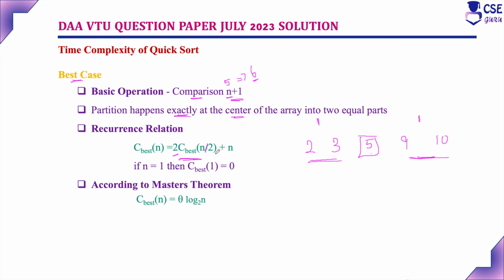That is, only half the elements you are going to apply it to. Here half the elements will be there, and here half the elements will be there. Totally 5 elements: 1 element occupied its position, and the remaining n by 2, you are considering 2 elements on the left side and 2 elements on the right side. So if you apply Master's theorem, you will get theta of n log 2 n. This is the best case time complexity of quick sort.